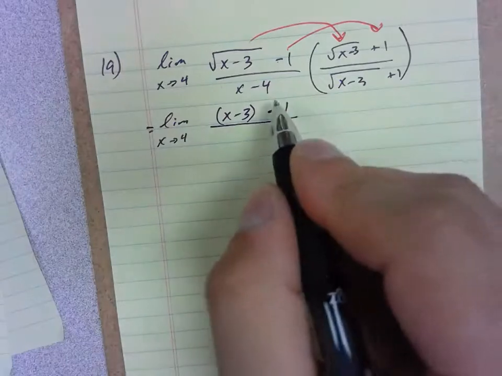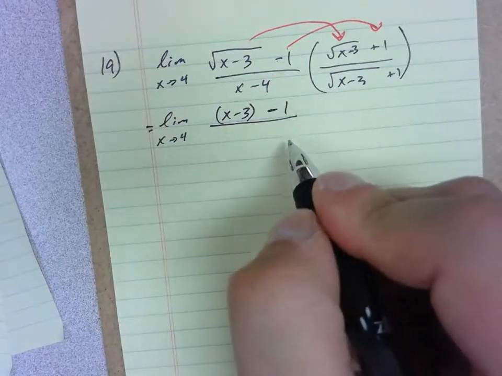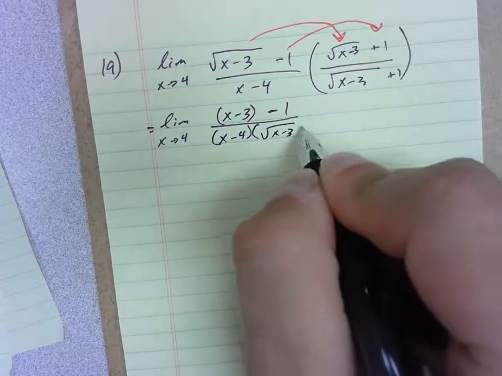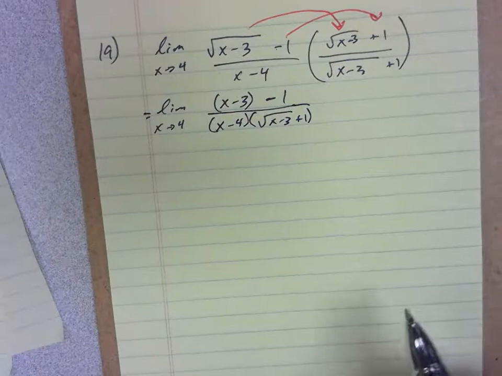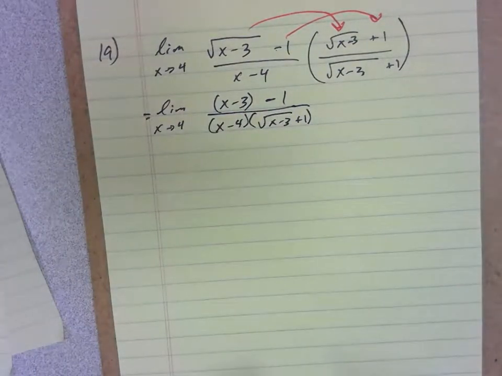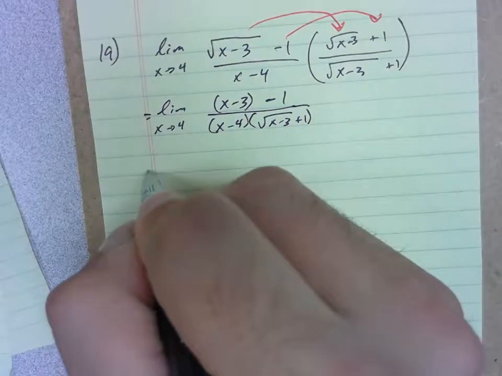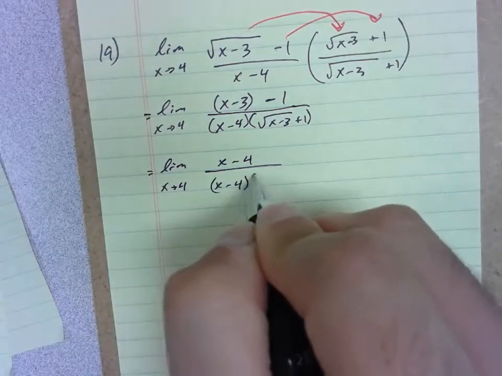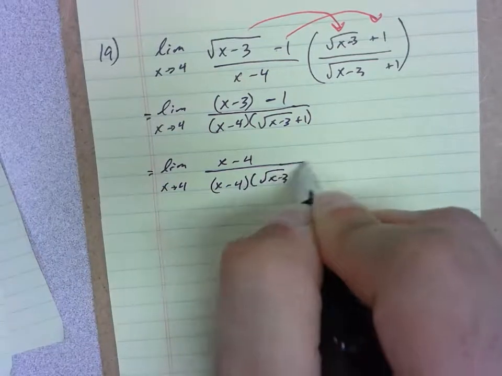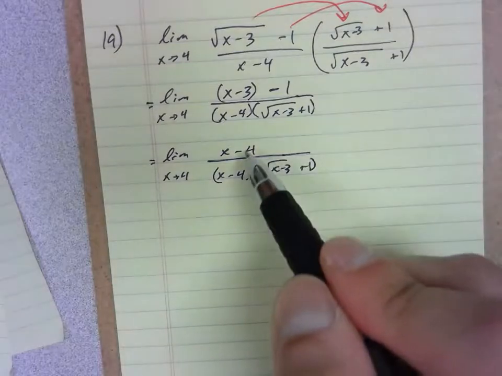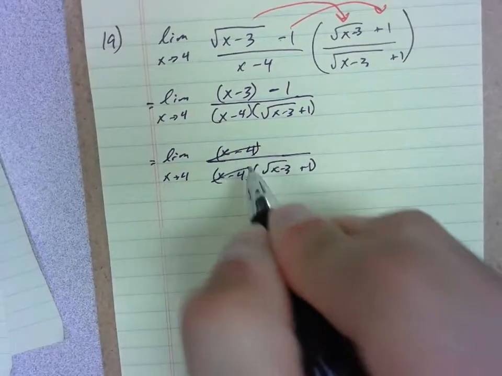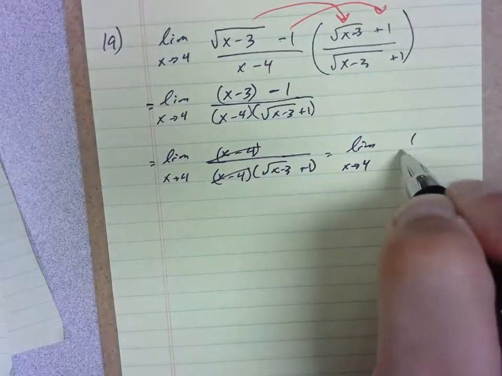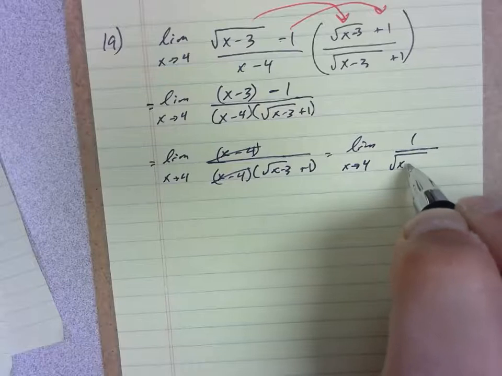Divided by, for here, I'm not going to distribute. I'm just going to write the factors x minus 4 times the square root of x minus 3 plus 1. Reason being is because when we simplify the numerator, we'll have a factor that can cancel. Okay, so we get that this is equal to the limit as x approaches 4 of x minus 4 over x minus 4 times the square root of x minus 3 plus 1. So, because these factors are the same, they will divide out, leaving us with the limit as x approaches 4 of 1 over the square root of x minus 3 plus 1.